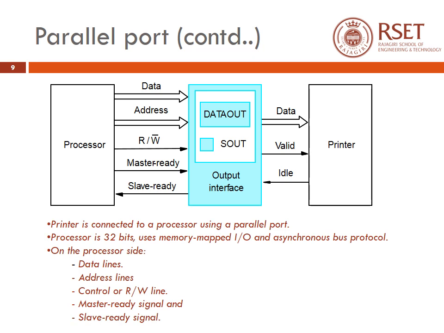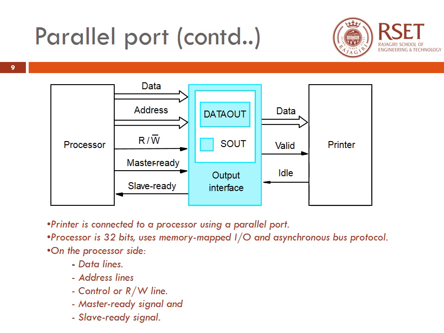Then there is a valid signal which is used to indicate whether the data to be printed is currently available in the interface or not, and the data lines coming from the interface to the printer to supply the data that is to be printed. On the processor side, similar to the input interface, we have the data bus, the address bus, and the read bar, write bar signal, which in the case of a printer will always be equal to 0, because we are doing a write operation from the processor to the printer.